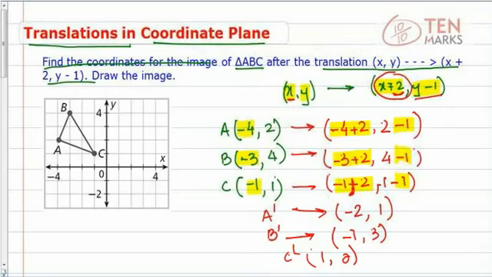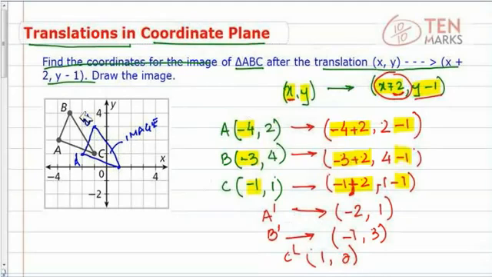So now, let's plot these. A prime is negative 2 and 1. So this is A prime. B prime is negative 1 and 3. This is B prime. And C prime is 1 and 0. So if I join them, this is my image. This is the image.